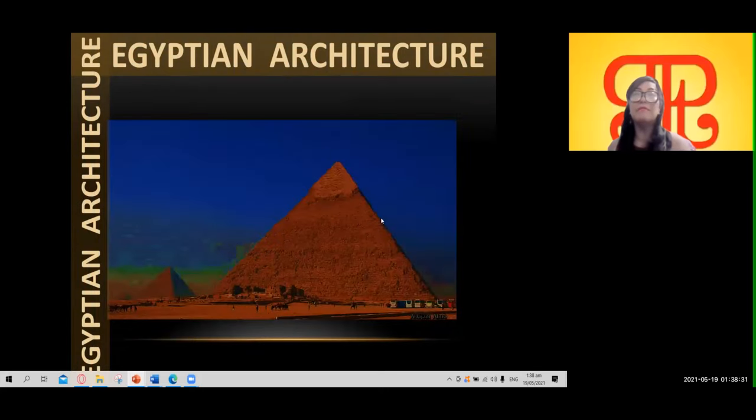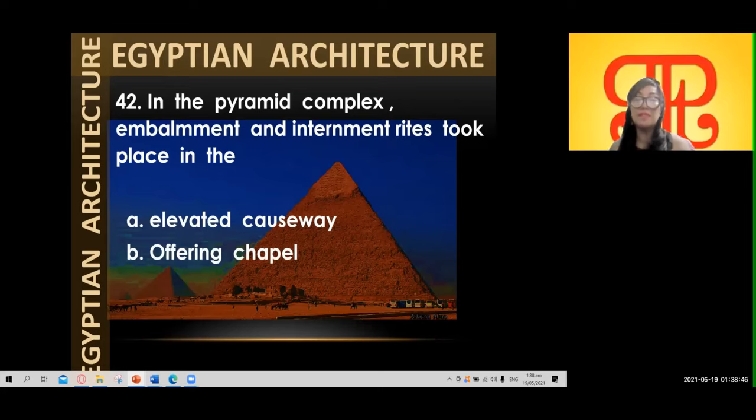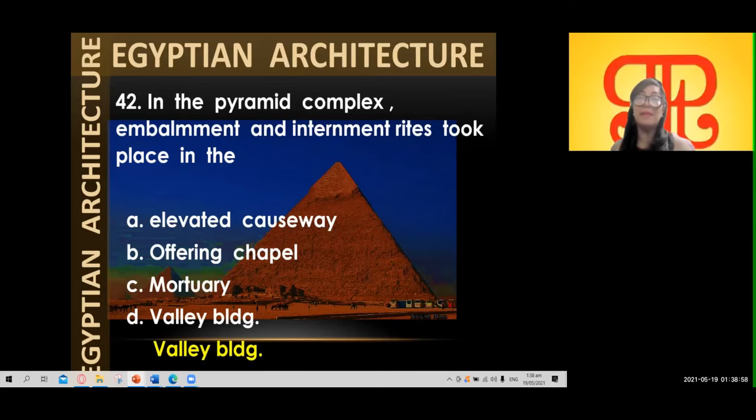Next we have number 42. In the pyramid complex, embalming and interment rites took place where? In the, is it A, elevated causeway? Is it B, offering chapel? Or is it C, mortuary? Or is it D, valley building? So the answer here is letter D, valley building.